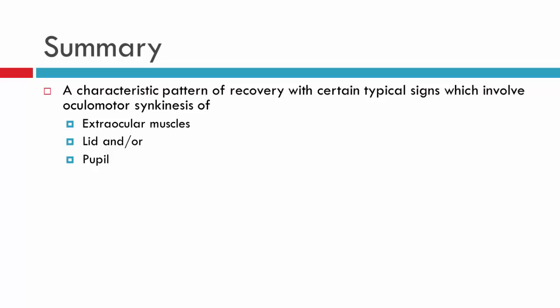So in summary, aberrant regeneration is a phenomenon that occurs in third nerve palsies and involves oculomotor synkinesis of either the extraocular muscles, lids, and or the pupil. And it most often occurs in patients who've had structural damage to the nerve rather than when they've had third nerve palsies, for instance, that have occurred due to microvascular events.